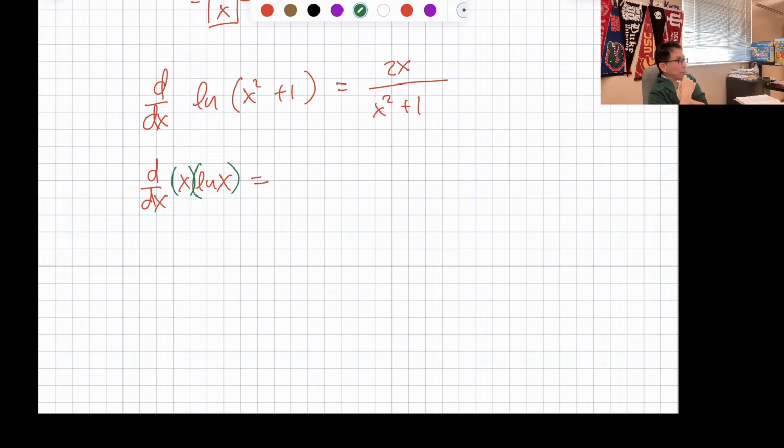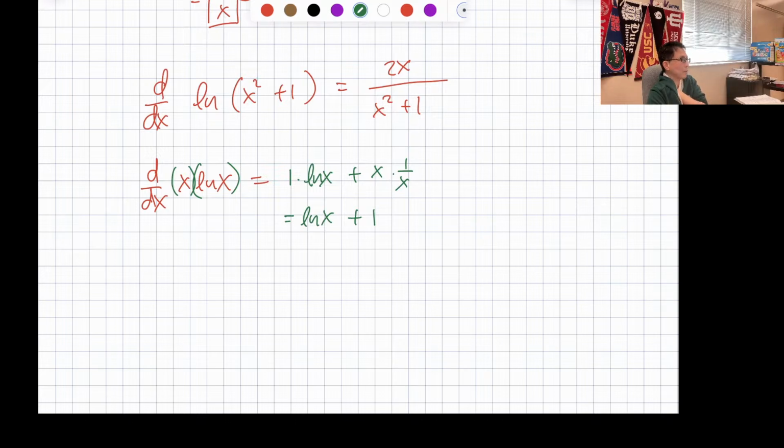It's a product rule. That's like so long ago. The derivative of x is 1, times ln of x, plus x times the derivative of ln of x, which is 1 over x. So it'll be ln of x plus 1. Good job, Kaden.